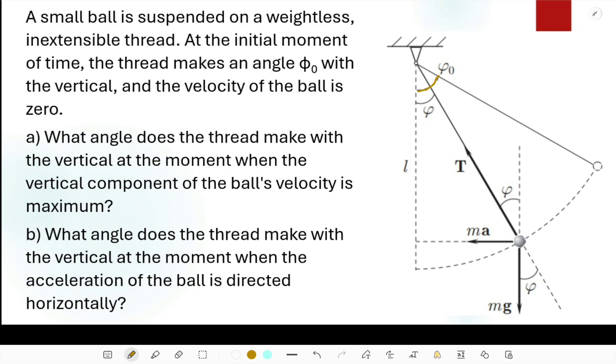What angle does the thread make with the vertical at the moment when the vertical component of the ball's velocity is maximum? Not the ball's velocity, the vertical component of the ball's velocity is maximum. Nice.